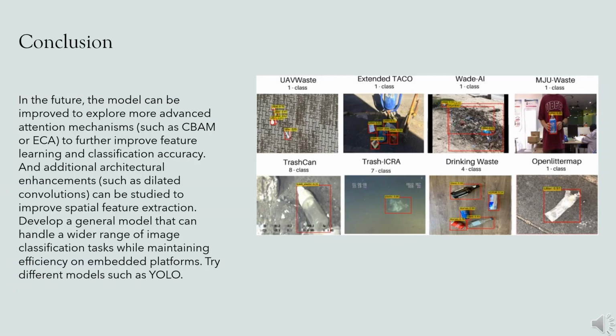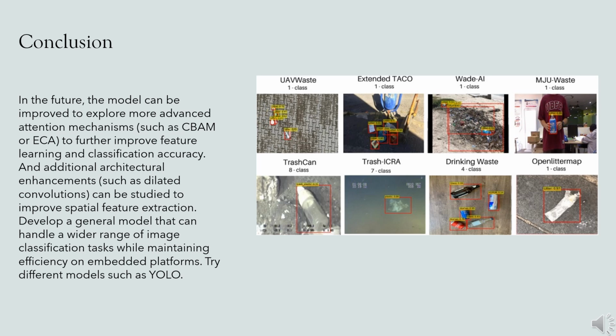So the conclusion is that in the future, the model can be improved by exploring more advanced attention mechanisms, such as CBAM and ECA, to further improve the feature learning and classification accuracy.